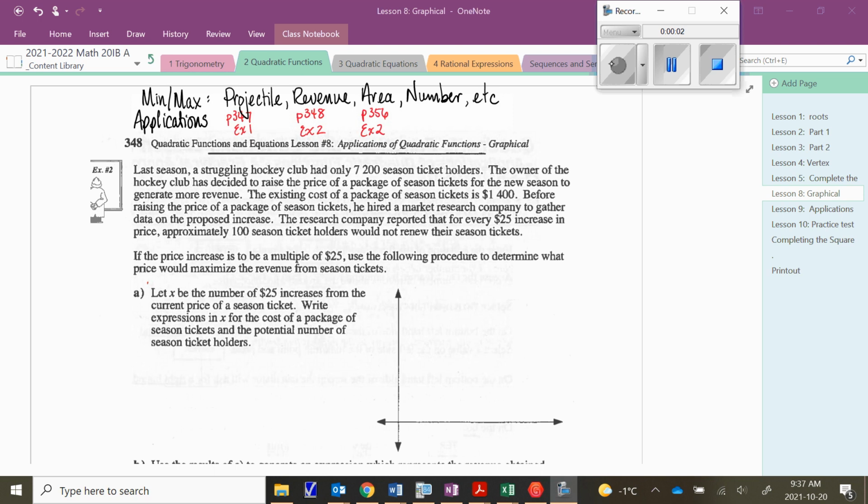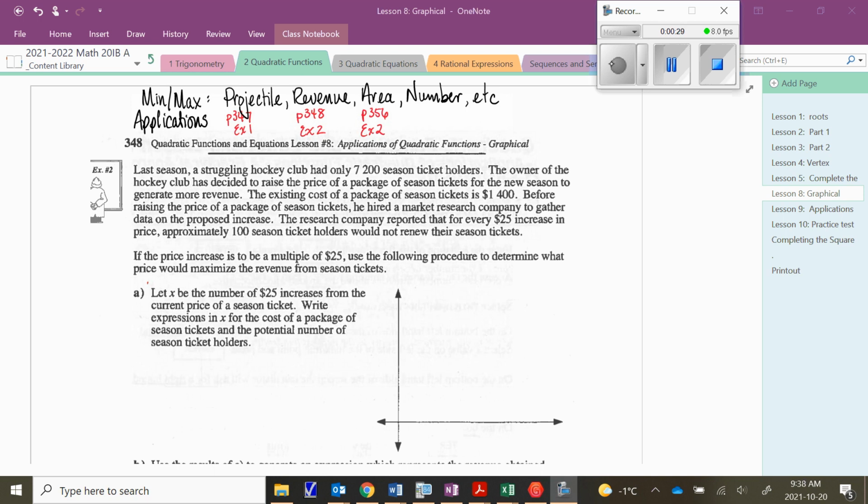So let's continue to look at applications of quadratic functions, specifically when we are looking at minimums and maximums. The other day we looked at projectile questions, an example that we did from page 347 in your workbook, class example number 1. Today we'll look at revenue and area problems.